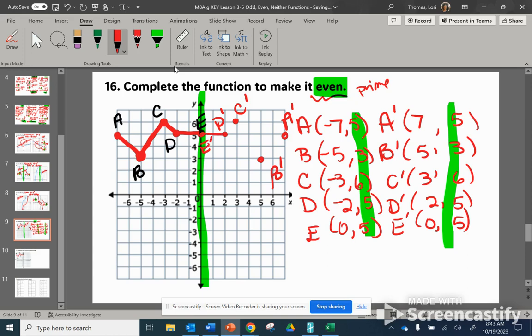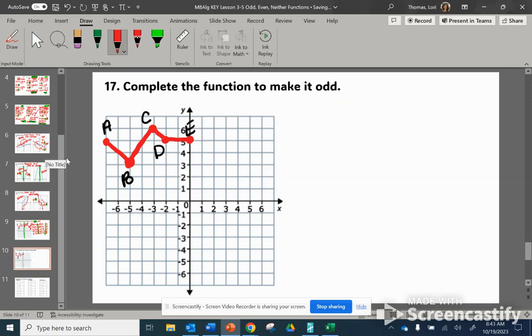And then let's connect them. And you can see, well, that was neater. You can see if we were to fold this along the y-axis, A and A prime would correspond, B and B prime, they would match up. Okay, let's do one last one.